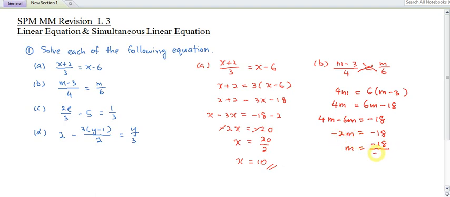Then it becomes divide negative 2. Okay, so the multiply becomes divide. The negative you need to keep it. You cannot say the negative becomes positive, right? Because this is multiply becoming divide. So m is equal to 9. Negative divided by negative, you will get positive.